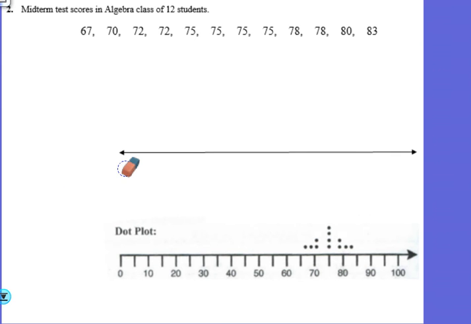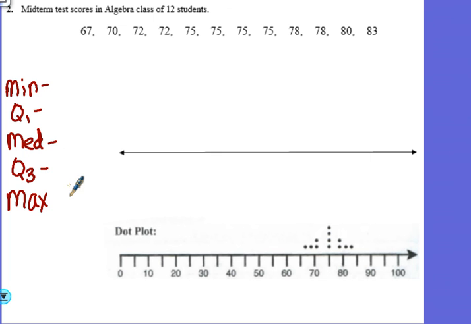So now we have the midterm test scores in algebra in an algebra class of 12 students. We need to make a box plot, which means we need our 5-number summary. We need our minimum, Q1, the median, Q3, and the maximum.